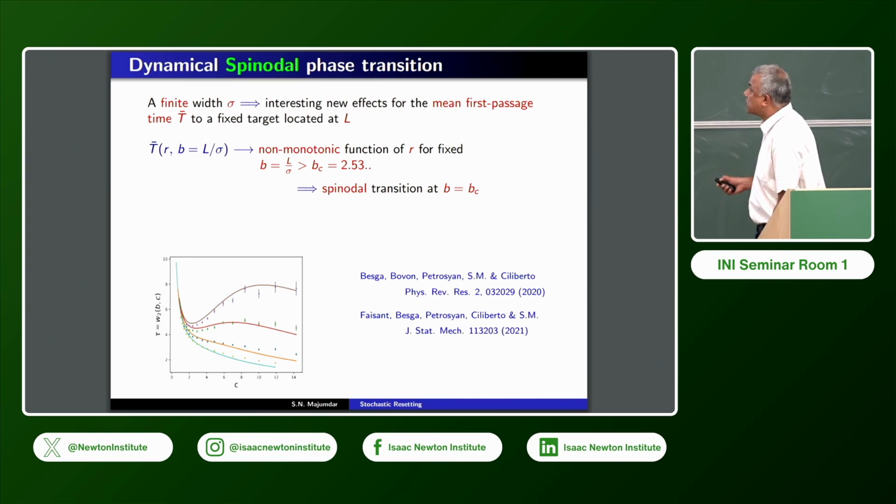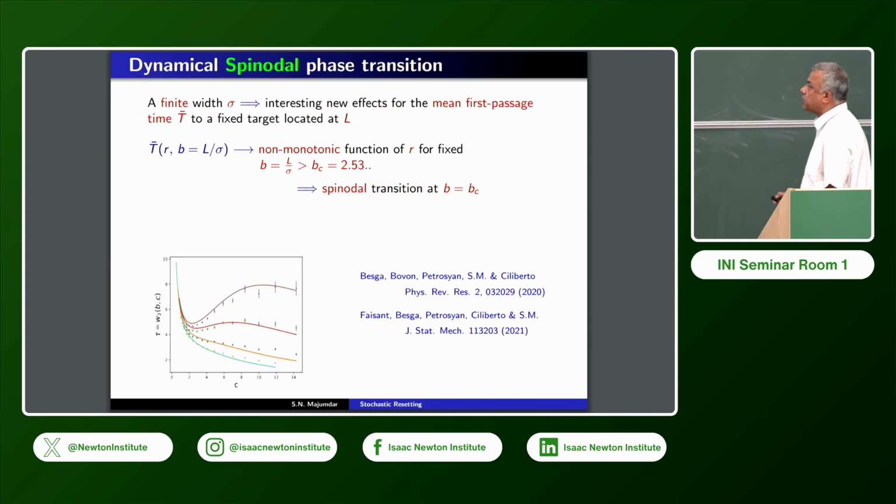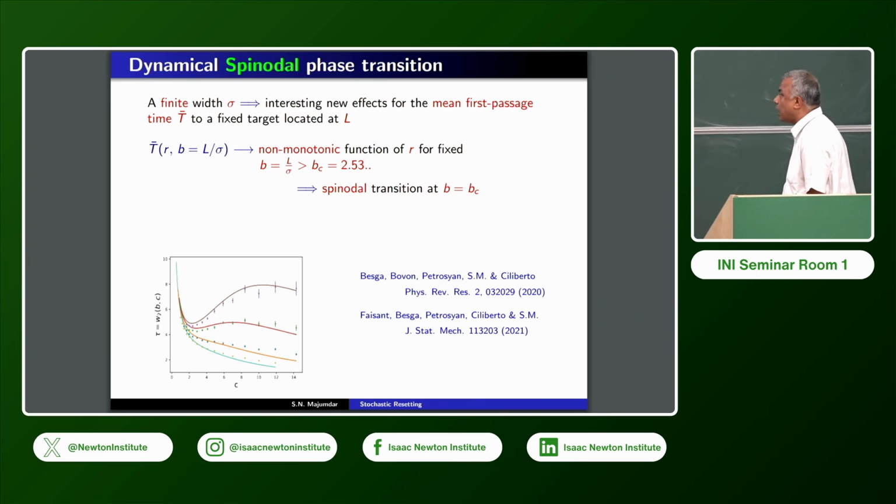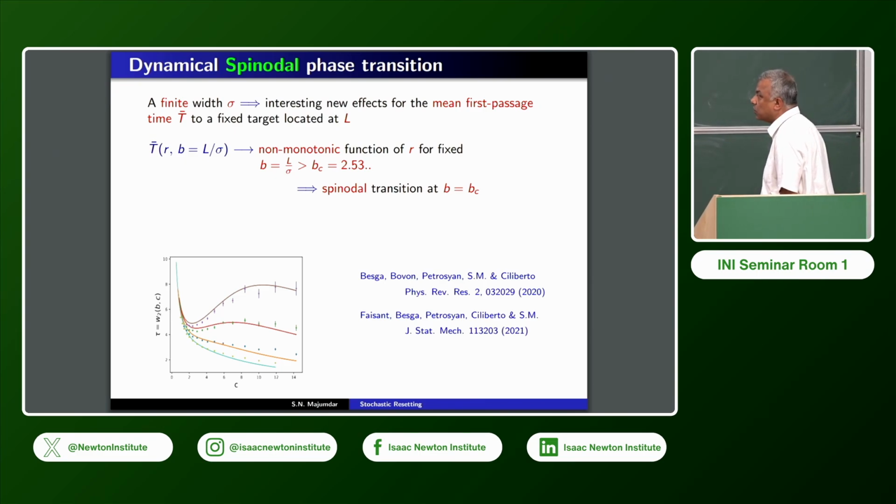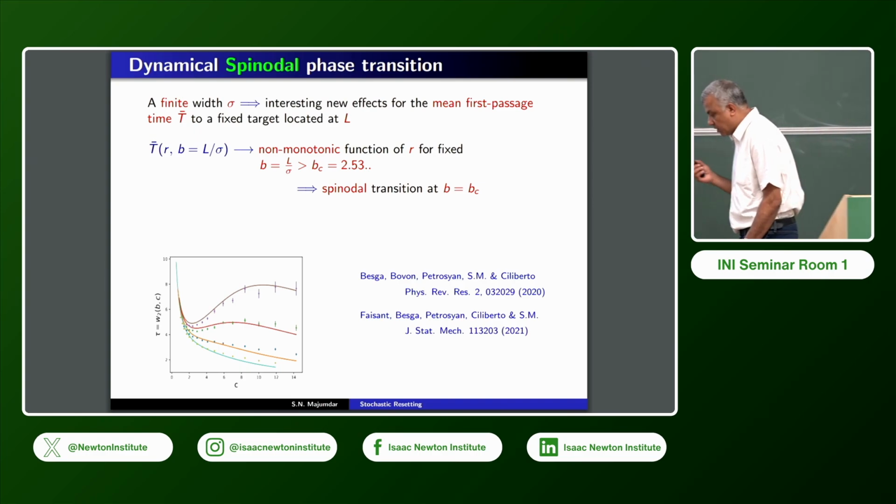Now as you increase sigma, which you can control in experiments, that means you reduce the B value from infinity. What you find is that it has a minimum, it goes up, but then it achieves a maximum, and then again starts going down as R, the resetting rate, goes to infinity. So there is an additional maximum which appears, and the curve looks much more non-trivial. Then as you increase sigma further, that means as B reduces, for B less than some critical value, B_C, which you can compute explicitly, this maximum disappears, and you have only a minimum that appears at R equal to infinity.